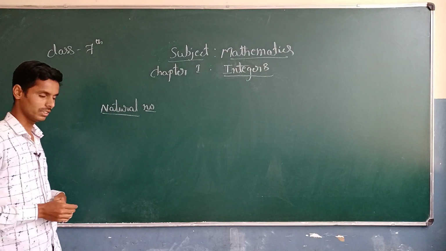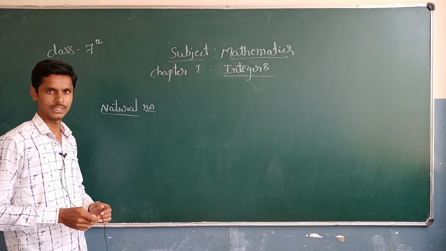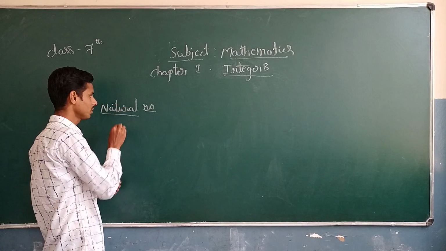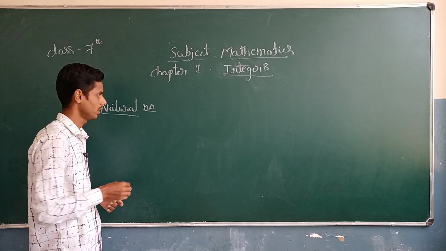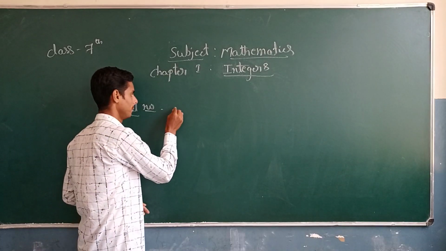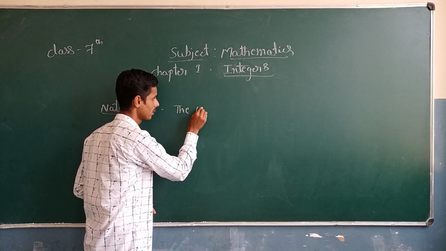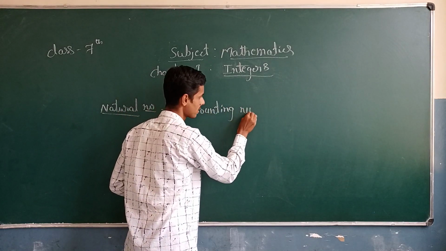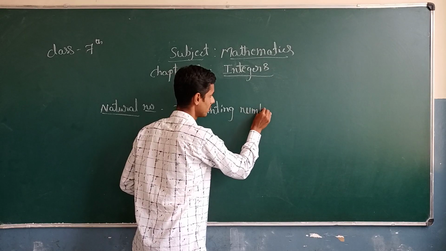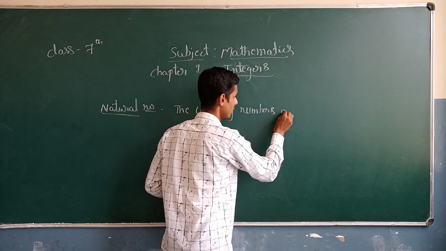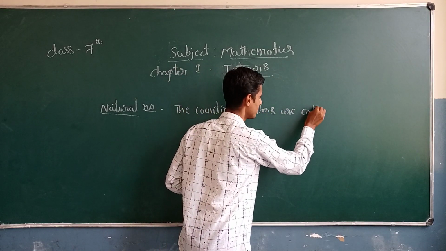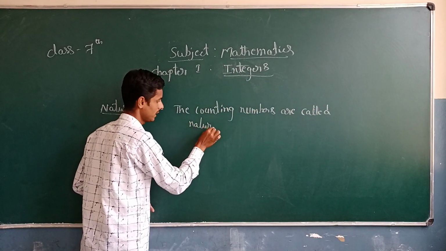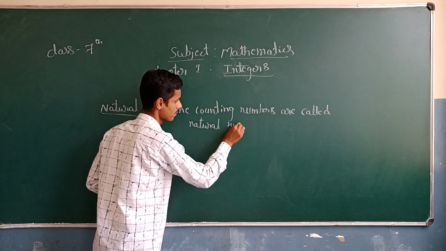Natural numbers are nothing but the counting numbers. The numbers which we use to count are called natural numbers. Is it right? The counting numbers are called natural numbers.